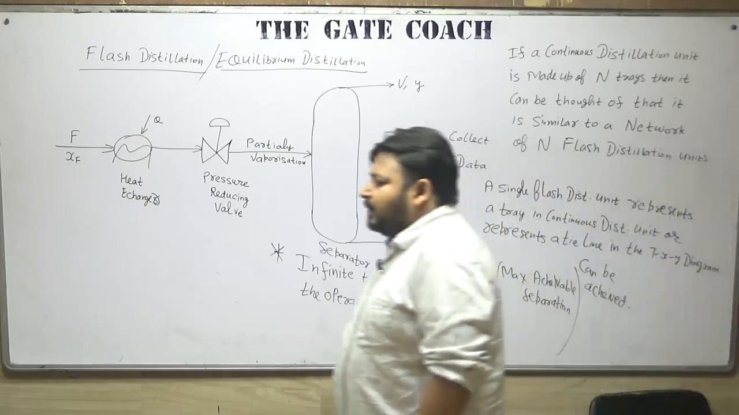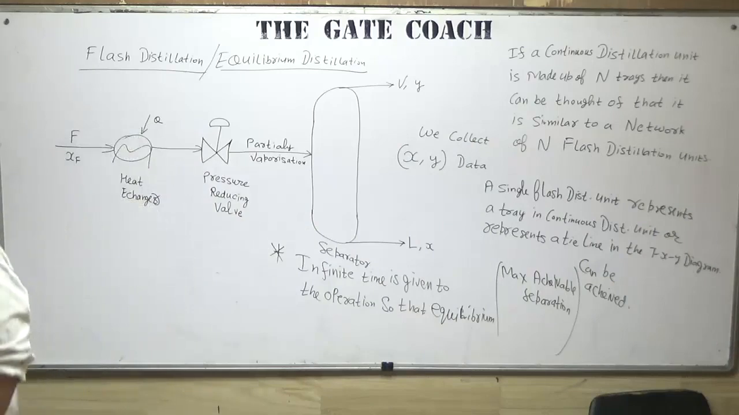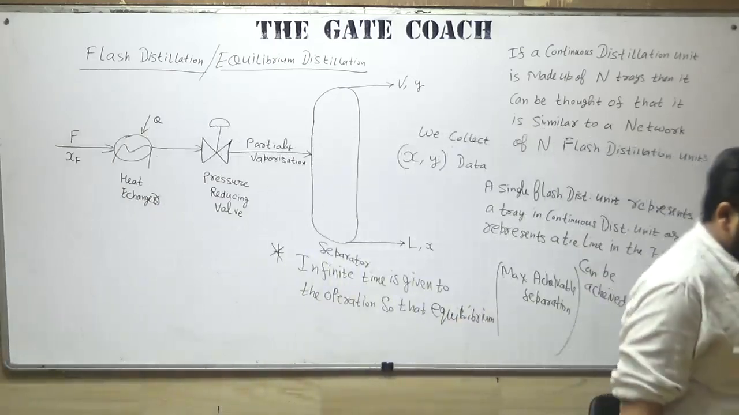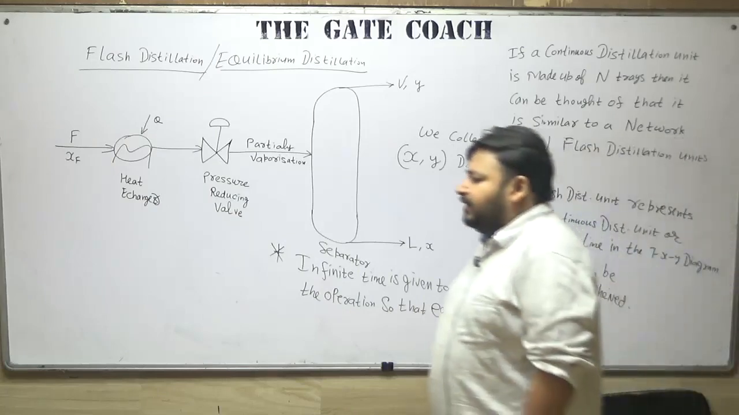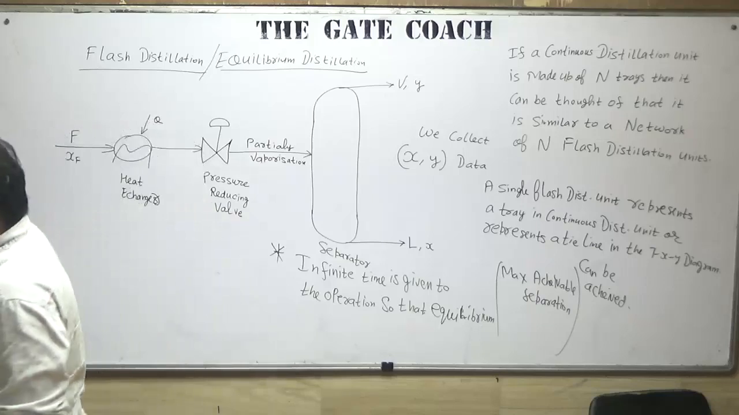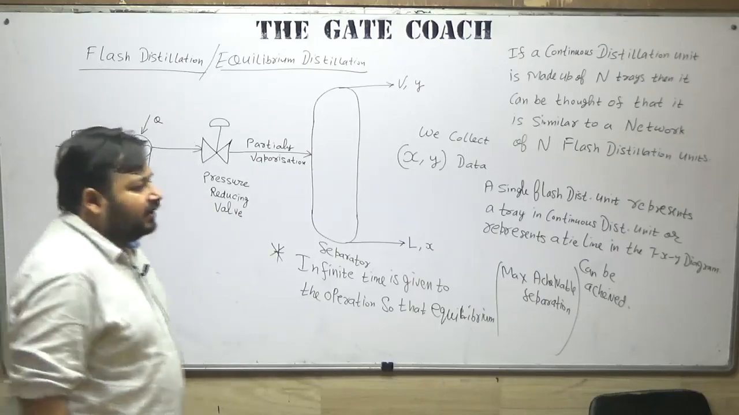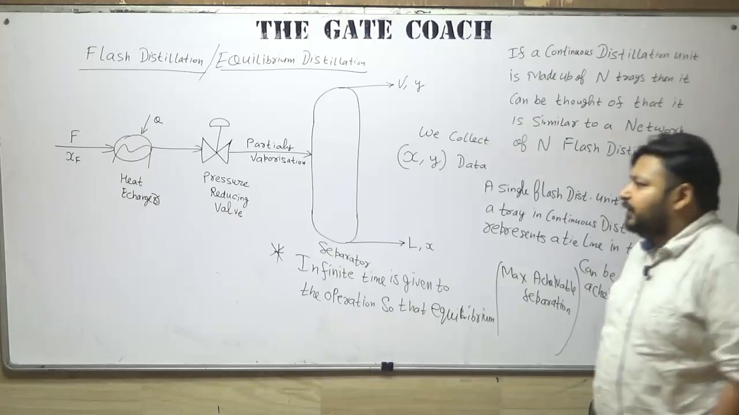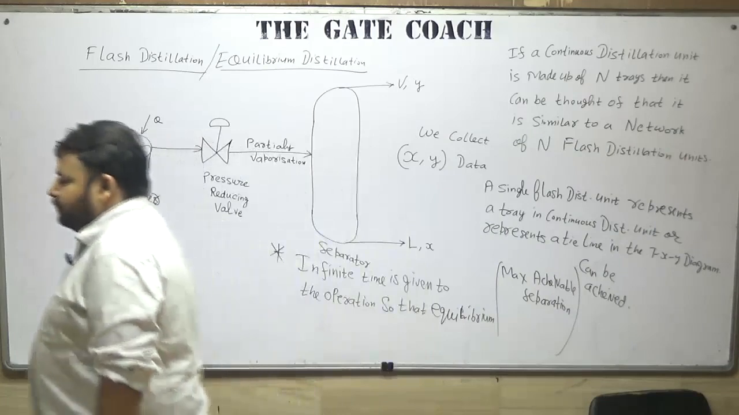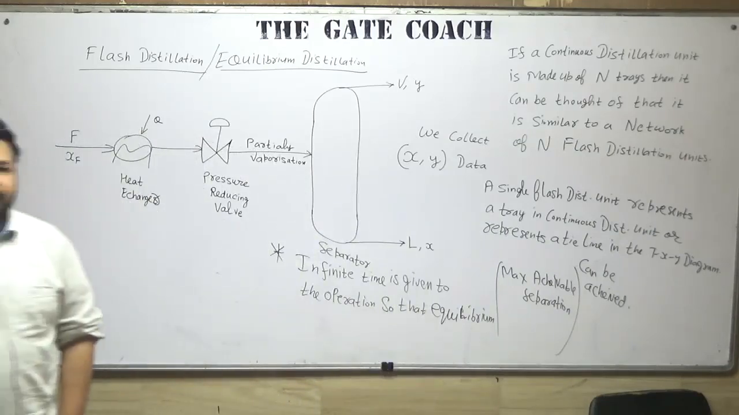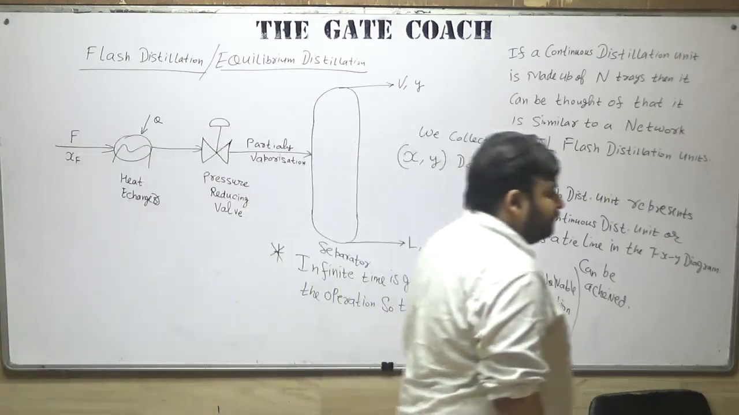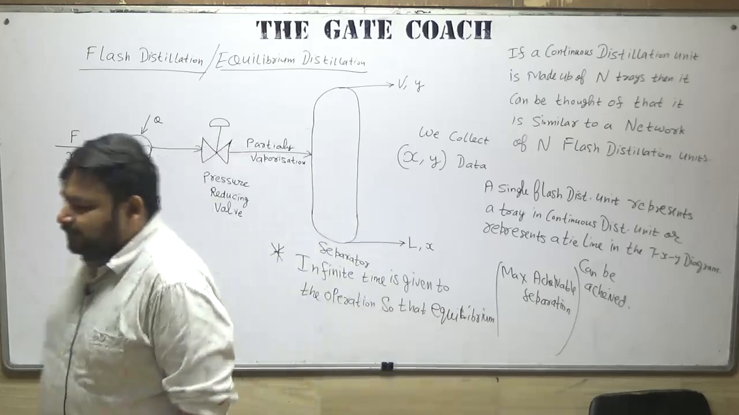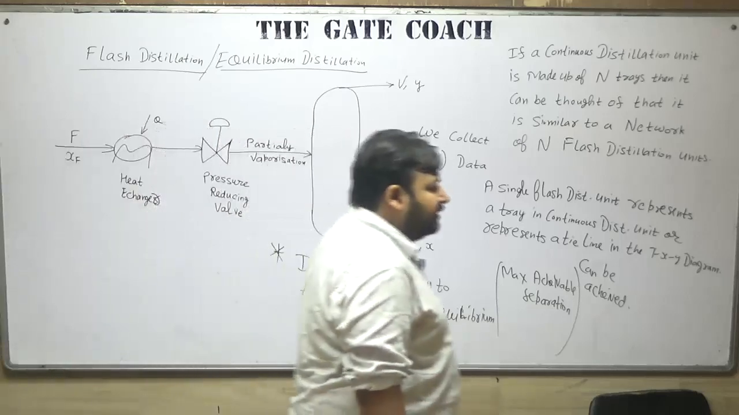At this point, the XY data is collected. And the experiment is again repeated for some different value of the feed. This helps us to generate the XY data for the TXY diagram.